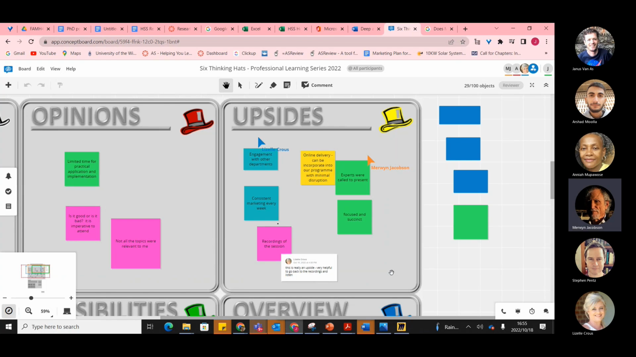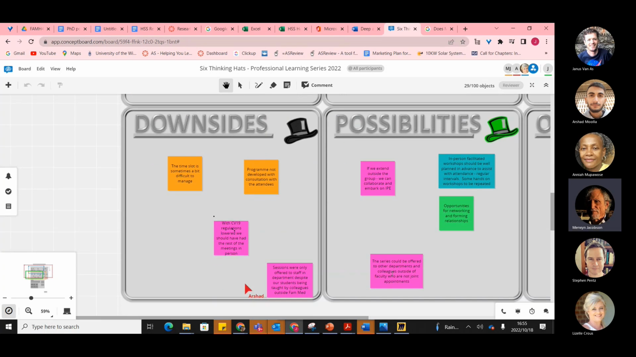The value of recording each session was obvious. The subjects were very focused and succinct and well presented. In terms of the black hats, time slots are sometimes a little difficult to manage, but again, that was influenced by individuals. One of the downsides was that the program was probably not developed with more consultation with the attendees to find out what they would like to hear.